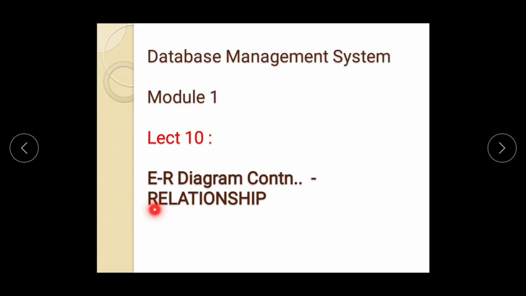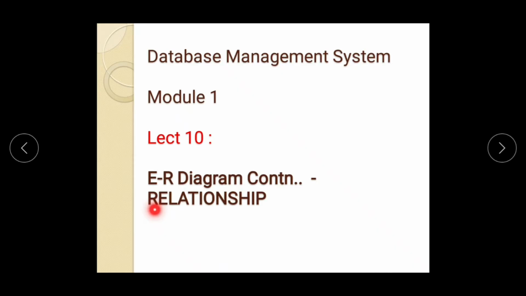So now all of you are familiar with how to draw an ER diagram that includes an entity and a set of attributes. We have also discussed how to represent a key attribute in an entity. So today we are going to deal with the continuation of the ER diagram.